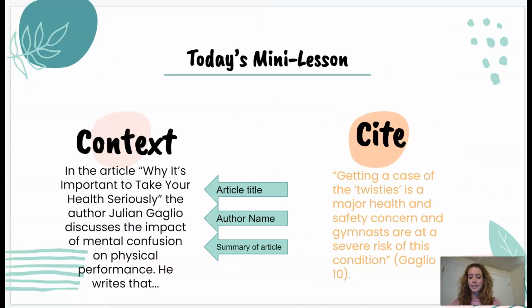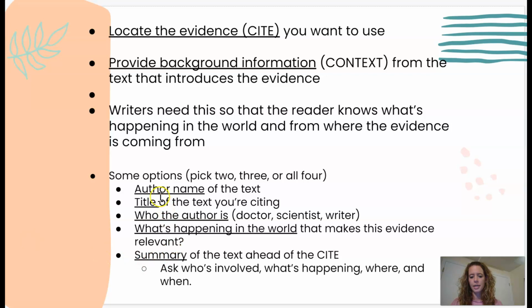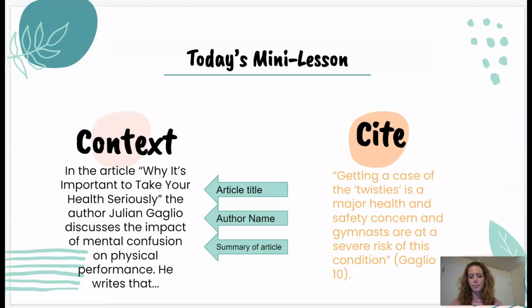Okay. So I did this for that piece of evidence I provided just a minute ago. Getting a case of the twisties is a major health concern and safety concern, and everyone's at risk. Okay, so to introduce this after my answer, I might say something like this. In the article, Why It's Important to Take Your Health Seriously, the author, Julian Gaglio, discusses the impact of mental confusion on physical performance. He writes that getting a case of the twisties is a major health and safety concern, all that. So I've chosen a few of these options, author name, title, and summary, to kind of bridge the gap between my answer and my citation.